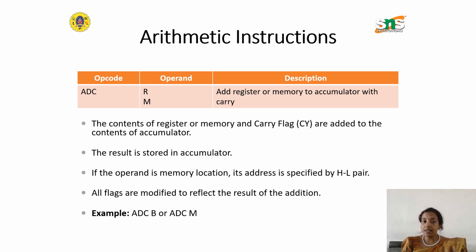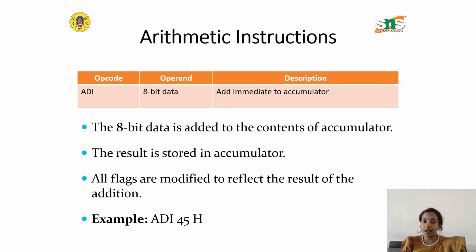ADC M is the fourth instruction, which means that the contents of the memory location addressed by HL register pair are to be added with the accumulator along with the carry. And it would be stored in the accumulator itself. Next one is ADI. ADI means an 8-bit data would be given in the instruction itself. See here, ADI 45H. So 45H is nothing but the hexadecimal data. It is the direct data which is given directly in the instruction itself. It has to be added with the accumulator and it will be stored in the accumulator.